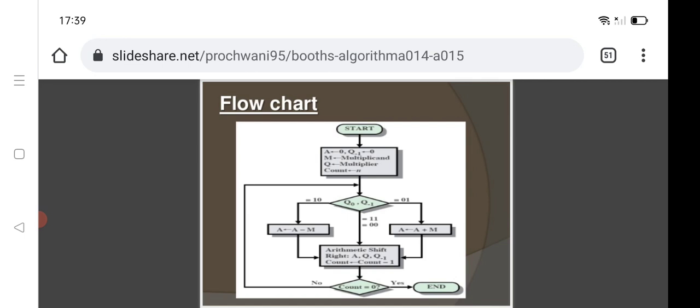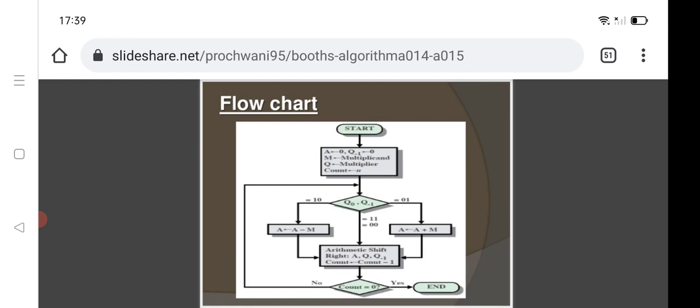Okay, so now we are going to again check the Q naught and Q minus 1 bits. If it is 1 0, then what do I need to perform? A is equal to A minus M, I need to perform. So what happens? I need to subtract the multiplicand from the accumulator contents. Okay, so the result will be there in the accumulator. After performing that, I need to do the arithmetic shift right operation of A, Q, Q minus 1 again.